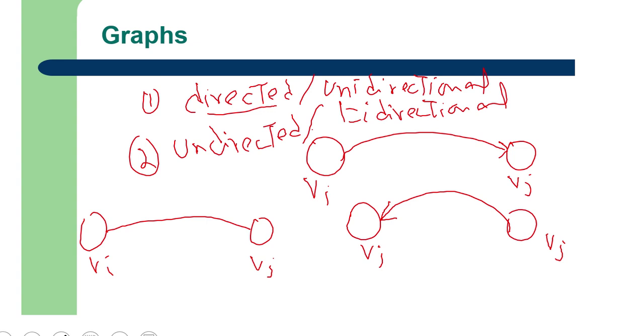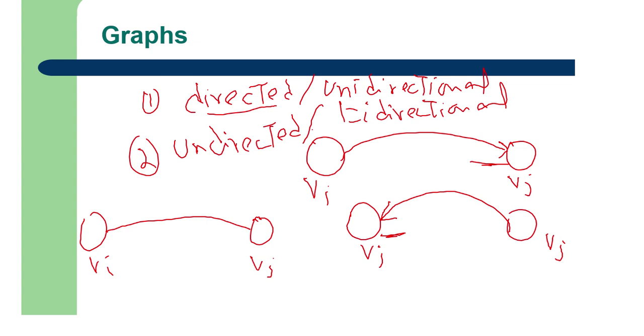So these are the two types of edges we are going to use in a graph. The first one is directed. In the case of directed, we represent this directed edge as a line with an arrow symbol. The other case is an undirected edge. In this case, we represent this edge as a simple line. So we can move from vertex Vi to vertex Vj and from vertex Vj back to vertex Vi.